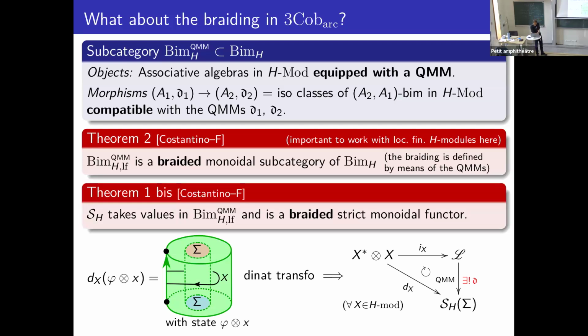Okay, and then the theorem that we have seen before can be improved. With these braidings that we have defined, thanks to the QMM, we have actually restricted the target category, because SH, the stated skein functor, takes values in this subcategory equipped with QMM, and it is a braided strict monoidal functor. It is the braiding corresponding to topology. And here you have the picture defining the quantum moment map on stated skein algebras.